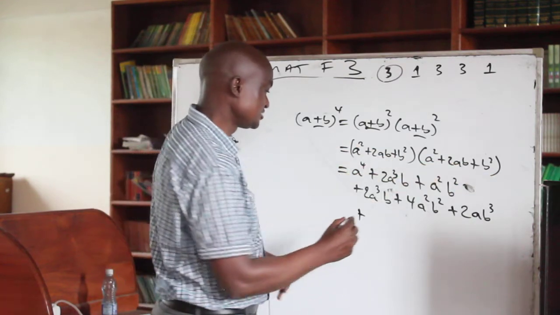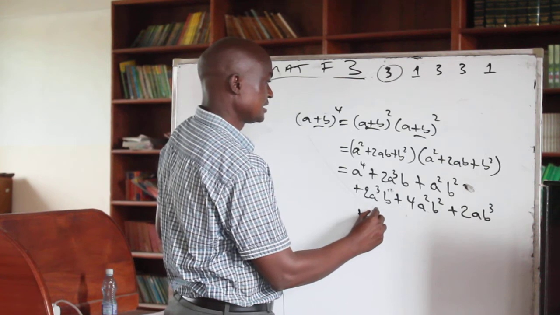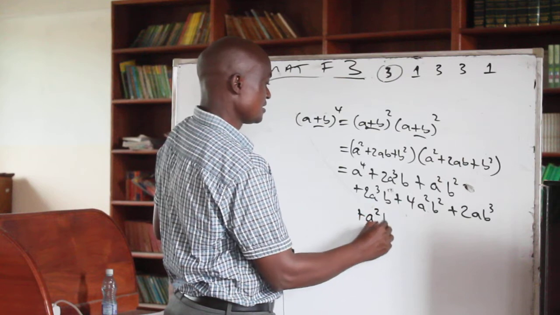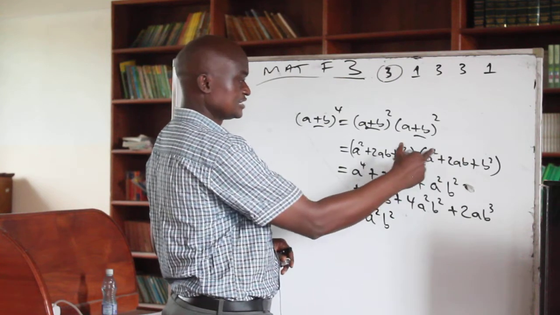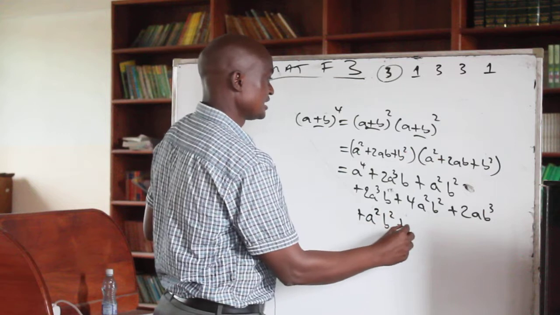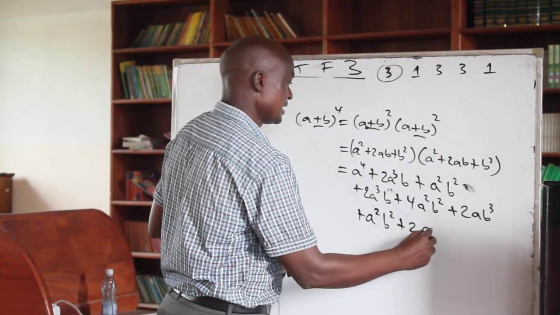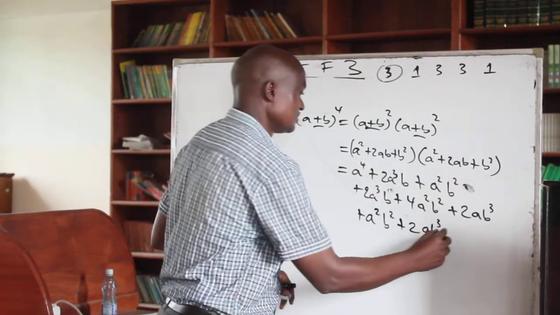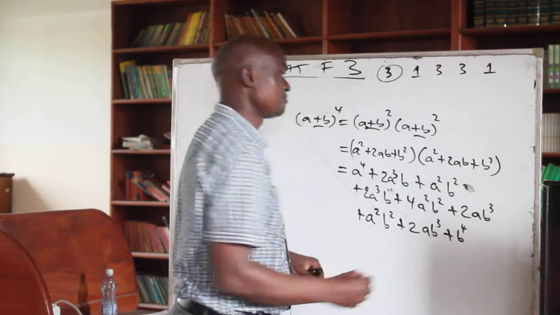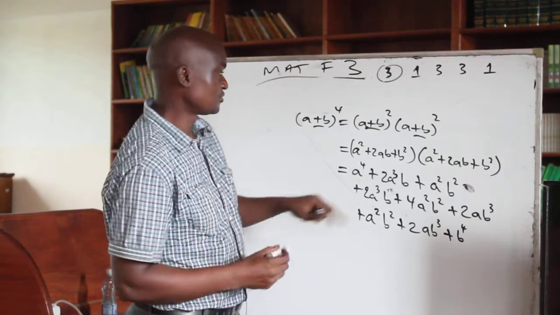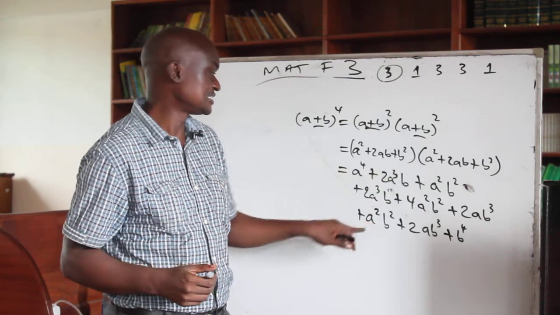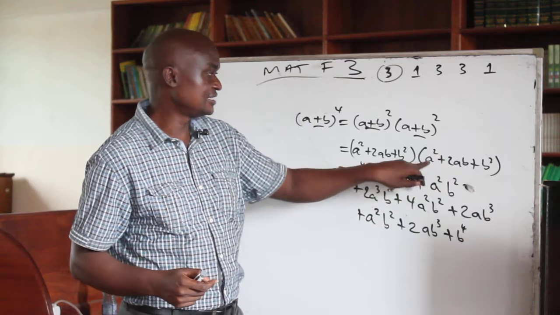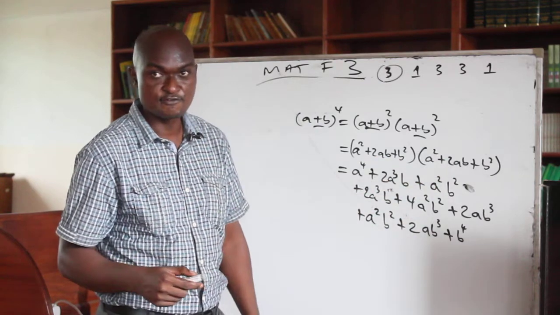So this times this will be a squared b squared, this times that, 2ab cubed, then this times that, plus b power 4. So multiplying by the last term, this by this is a squared b squared, this by this is 2ab power 3, and then this by this is b power 4.